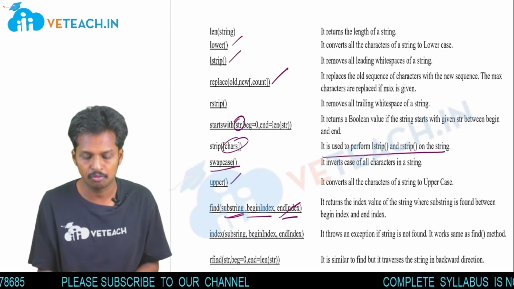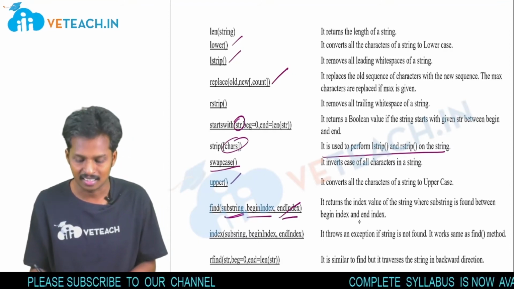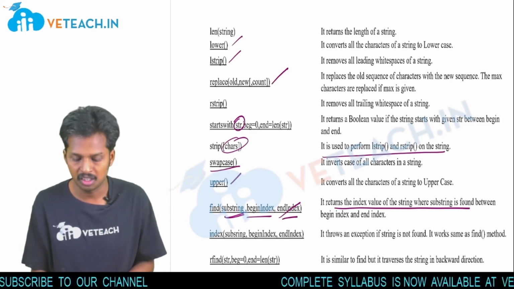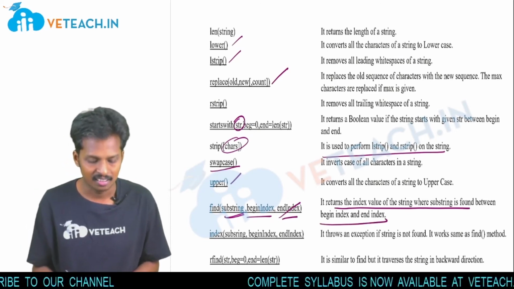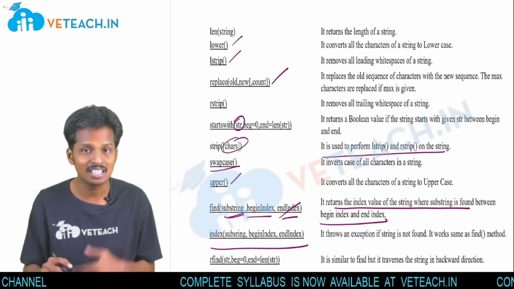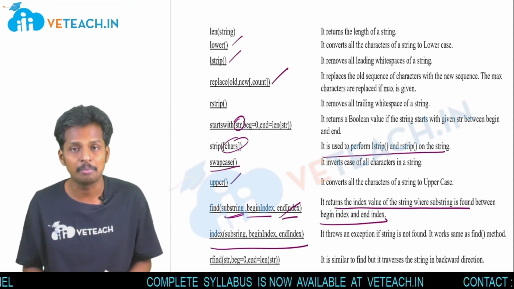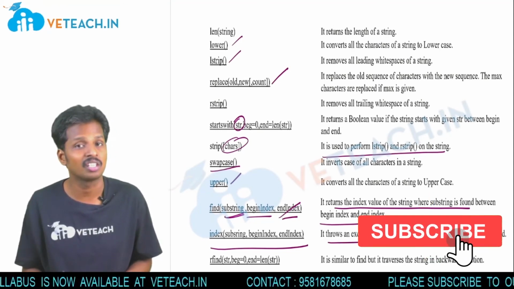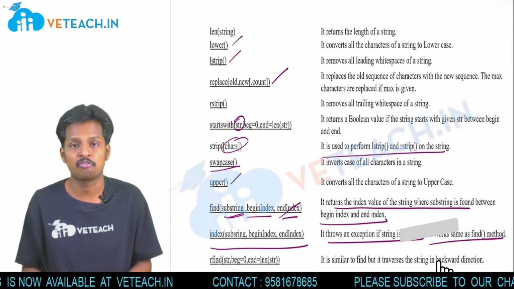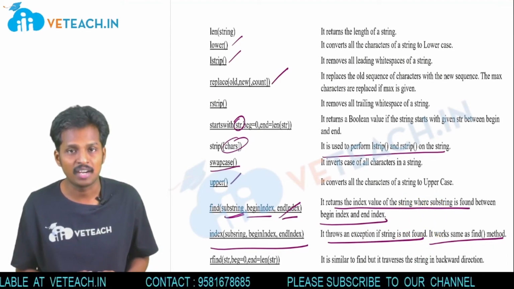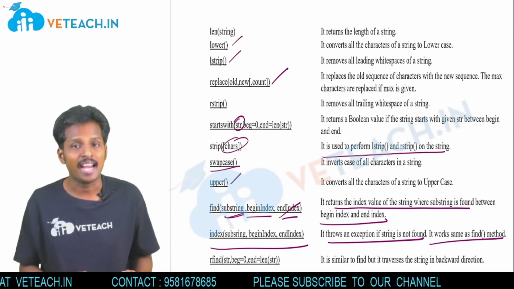Next, find. Find is going to check whether a particular substring is present in a string or not, from the specified start index and end index. It returns the index value of the string where the substring is found between the begin index and the end index. index is also similar to the find method, but the difference is if the string is not found, the find method returns -1, whereas the index method is going to raise an exception if the string is not found. If it is present, it's fine. If it is not present, it's going to raise an exception.